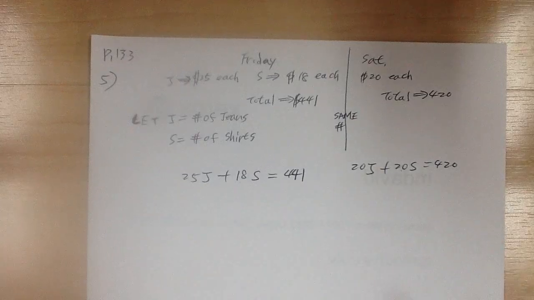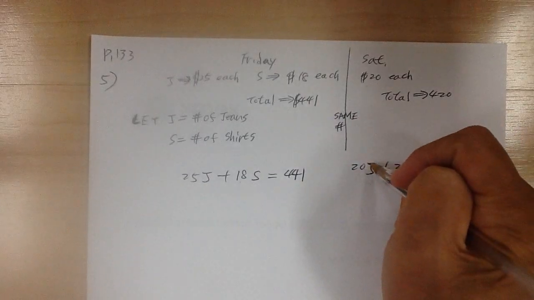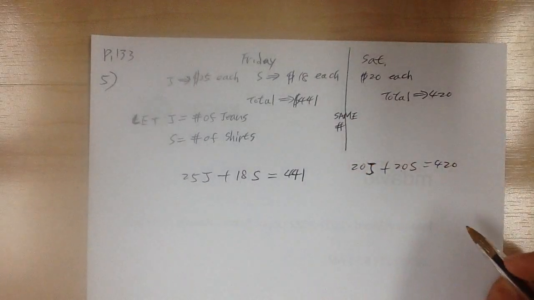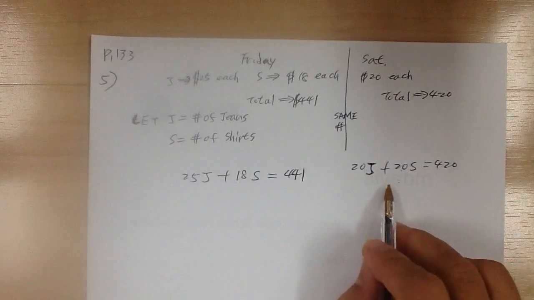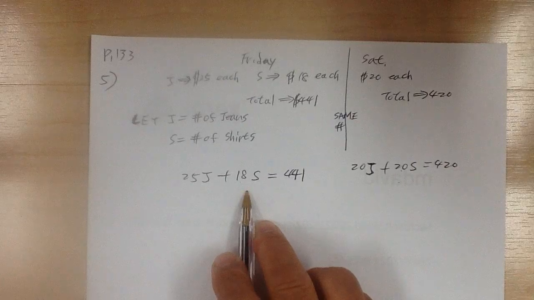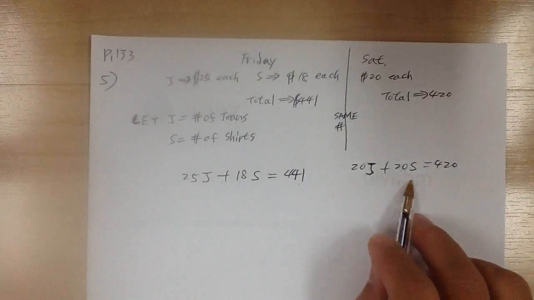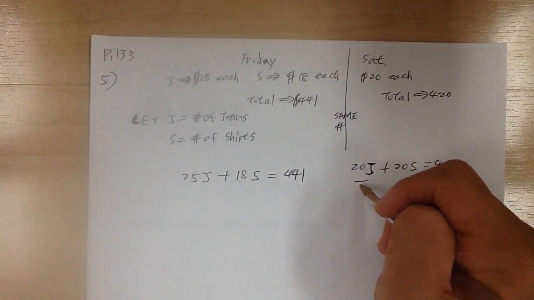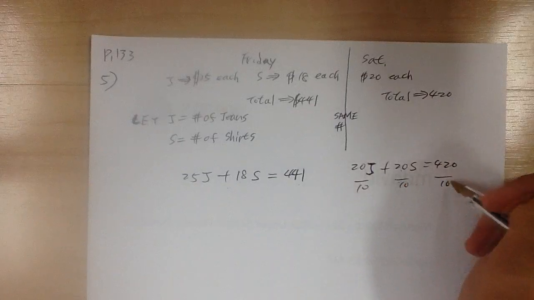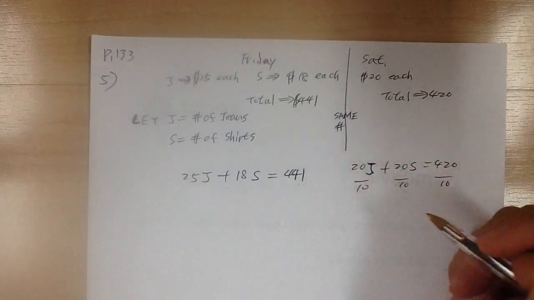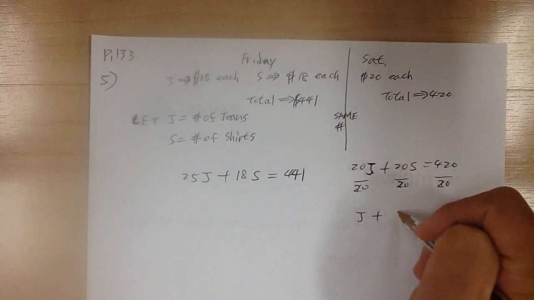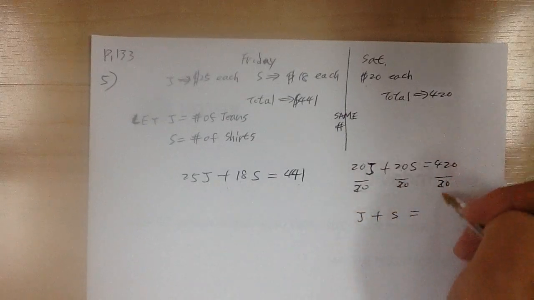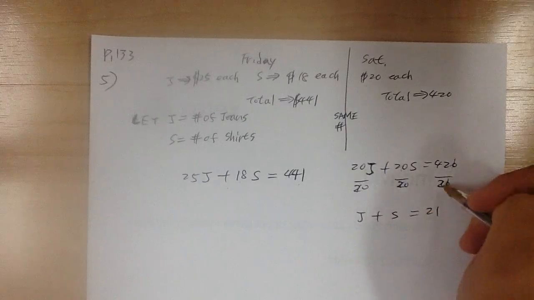Okay, so you got two equations. Now to solve this, I'm going to lower this number. This one is the harder one to do. This one you can lower by, let's lower this by 10, so divide by 10. So I got actually 20. Let's divide by 20. So you got J plus S equal to 21.